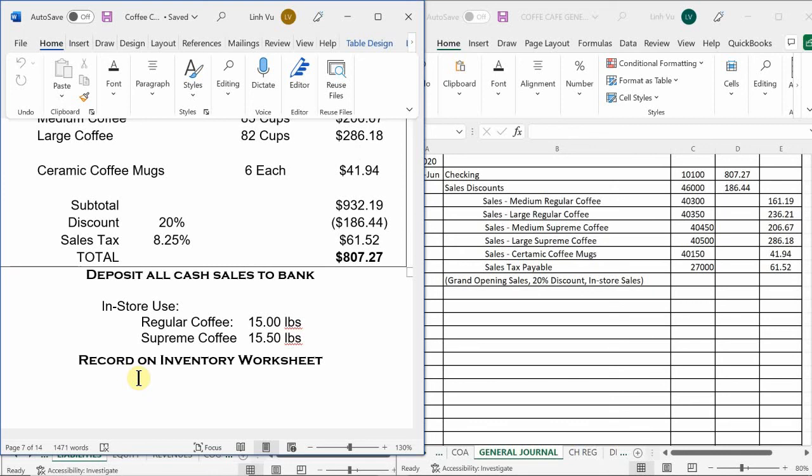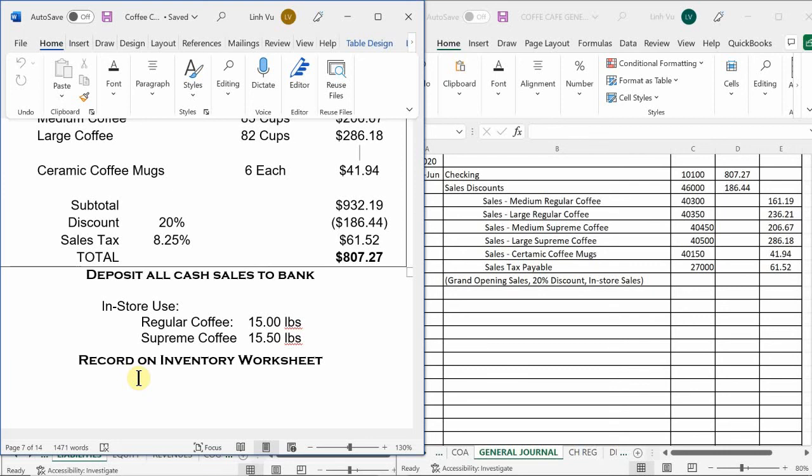Okay, now a question to you. What about my ceramic coffee mugs? I sold 6 of them. Don't I need to update my inventory? Not yet, because it's periodic and we do it at the end in the adjustments. Excellent, right? You don't do it now. You do it at the very, very end when you do your adjustments, which is correct.